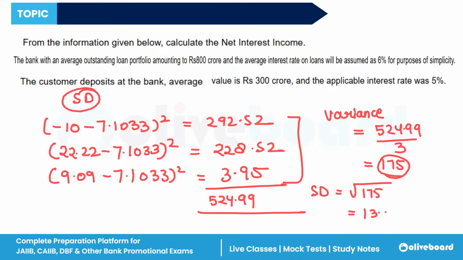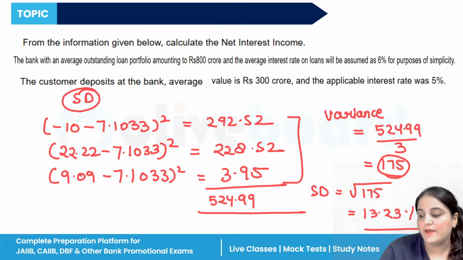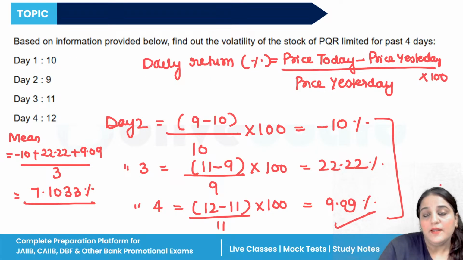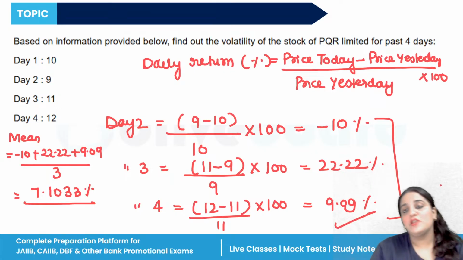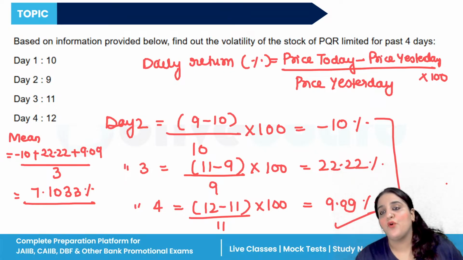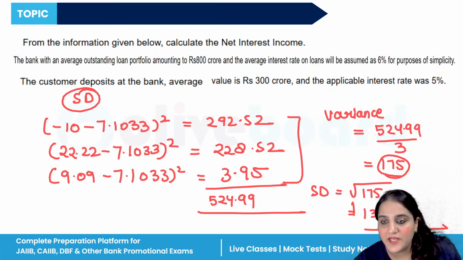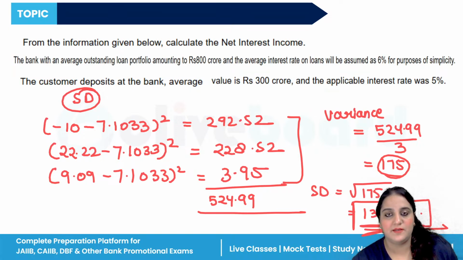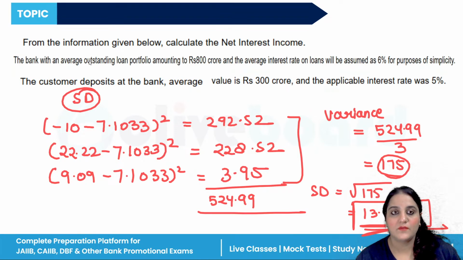It is equals to 13.23%. So I can say here that volatility of the stock of PQR Limited for the past 4 days is 13.23%. Clear? Understandable? Okay.